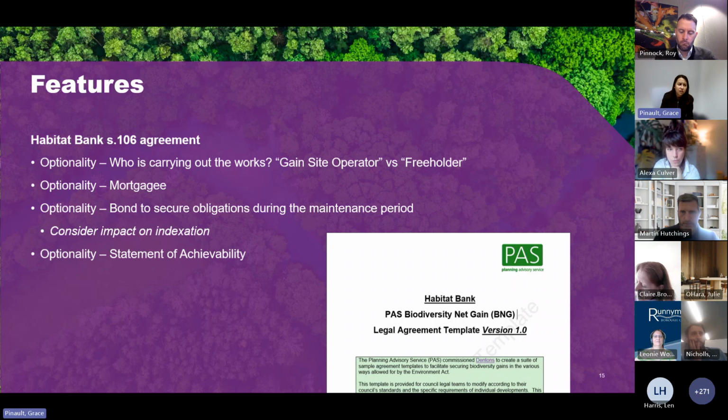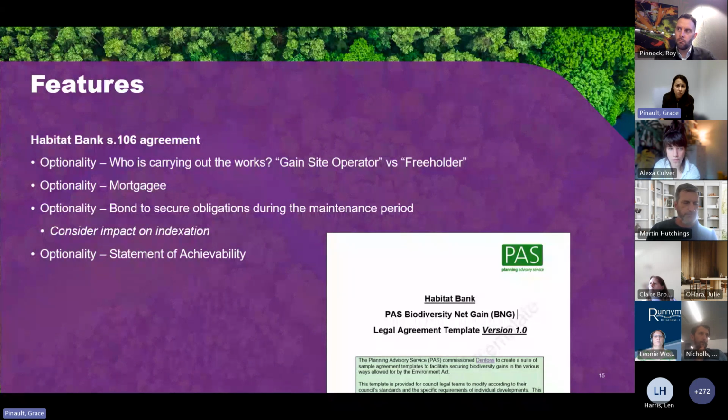A statement of achievability is an element where you can require the gain site operator or the freeholder, whoever it may be, to submit a statement from an ecologist stating in their professional view the land and the habitat management and monitoring plan is feasible. It can be achieved on the land. That gives a bit of confidence for a local planning authority to know that they're not relying on their own ecological resource and input to make the determination on the habitat management plan. They have that reliance, if it is something that they want, to rely on that statement of achievability from another ecologist to know that they can enter into this planning obligation and it's achievable.